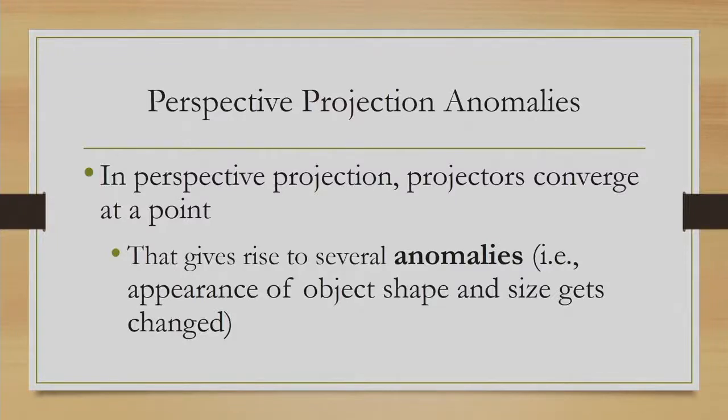Now, in case of perspective projection, certain things happen and we should be aware of those things. In fact, because of those things only we get a perception of reality. Let us see what those things are. They are together known as anomalies. Those anomalies happen because the projectors converge at a point, and they indicate that the appearance of the object in terms of shape and size gets changed in perspective projection.